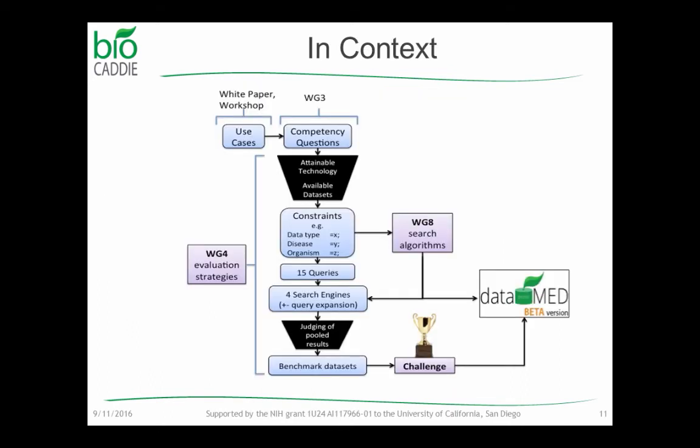So just to place this work back in its context, what we basically did here was start out with the competency questionnaires that Working Group 3 produced from the white paper of the workshop towards the beginning of the project. And from that, based on input from Working Group 4, we developed a reference data standard. The reference data standard is going to be used to evaluate the different algorithms that were suggested by Working Group 8, so we can come to an empirical judgment of which of these to use in our prototype.